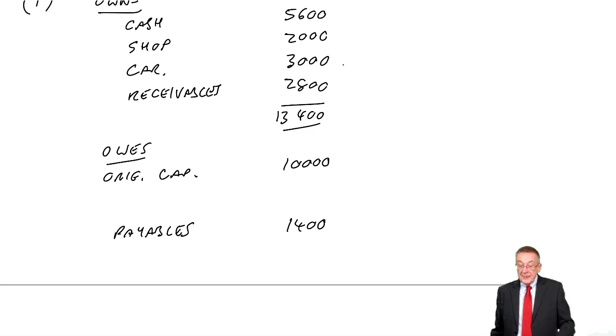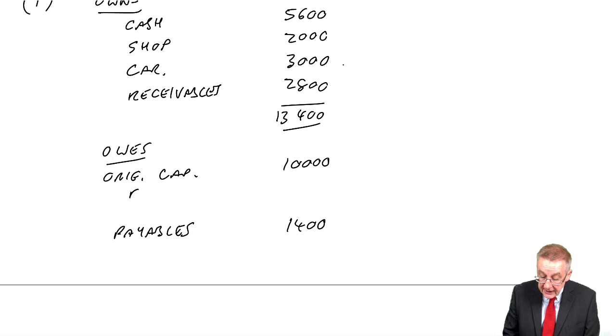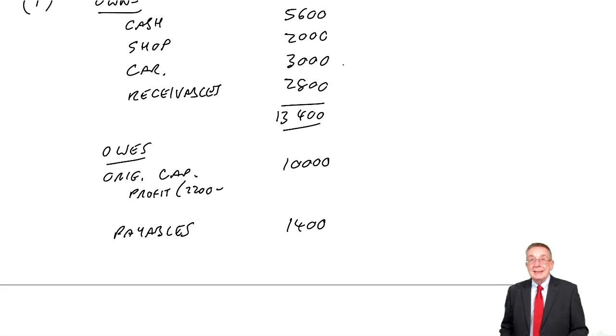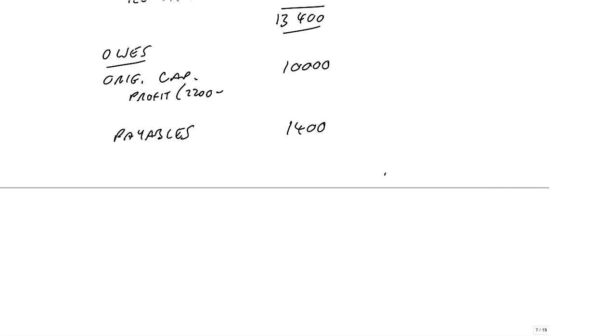Total owing 13,400. Well, what must fall surely, and we'll check in a minute, is the profit. The profit was 2,200. But we've spent 200 running the business, an expense. The profit must have fallen by this 200 we needed to run the business. Now we'll check in a minute, but if the profit falls to 2,000, total owed to the owner is now 12,000. Total owing 13,400.